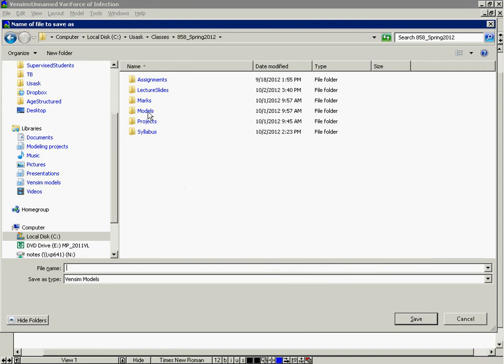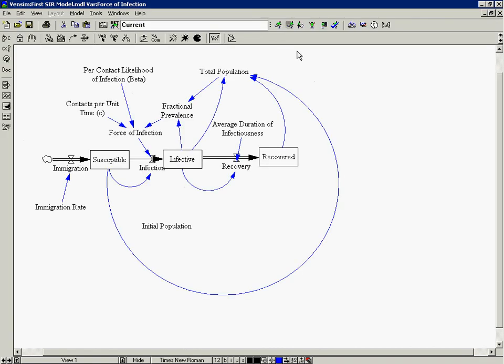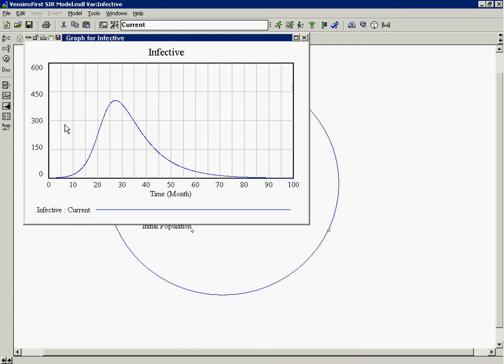Okay, so what I'm going to do is call this the SIR model. I have to put these online, so I'll just call it first SIR model, okay? Now, let's see if we can run this. I'm going to run. Oh, look at that. It ran. Okay, what do you think we should see? Well, this is what we'll see.